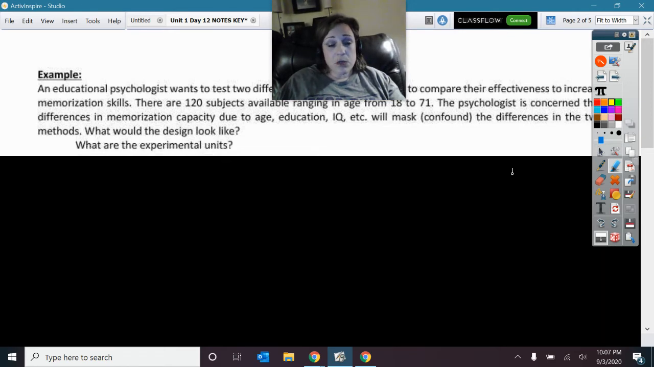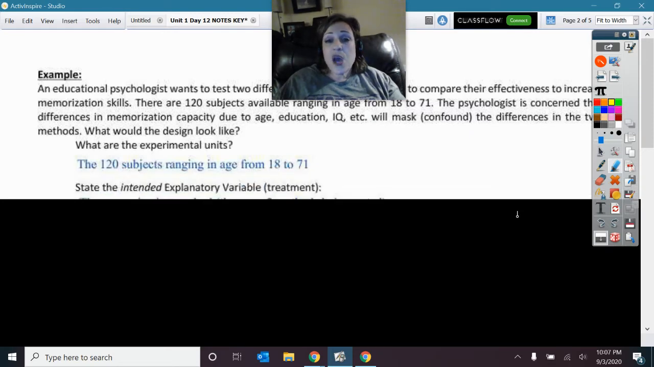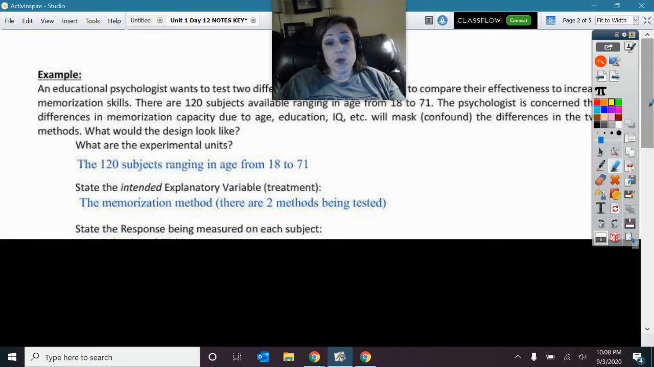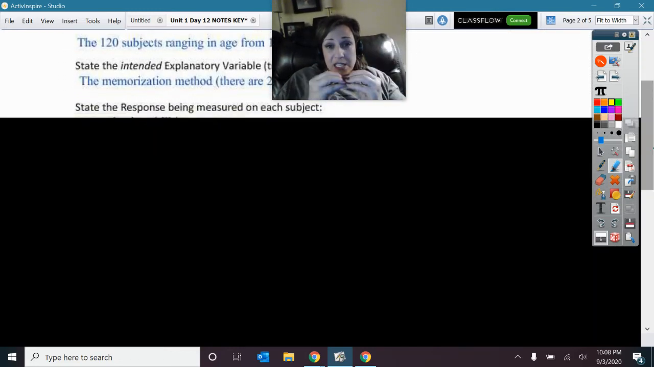The experimental units, of course, are those 120 subjects ranging from 18 to 71. We are intending on testing the explanatory variable of those two different memorization methods. And it's worth noting that with matched pairs, there can only be two treatments, because you get a pair, a twin, and you can have one go to one treatment and one go to the other. So you can't have matched triplets, or at least in this course, we don't go further than just a matched pair.